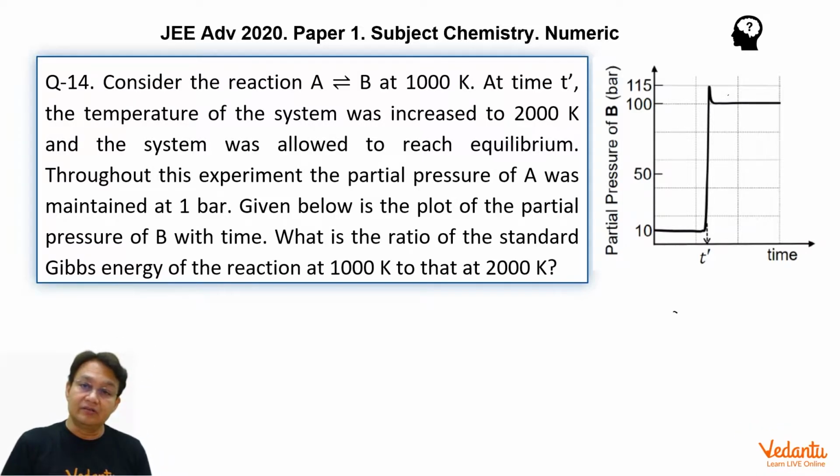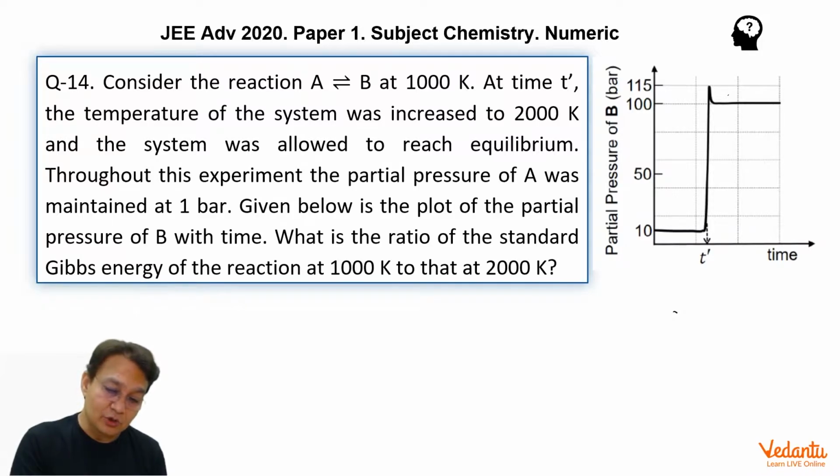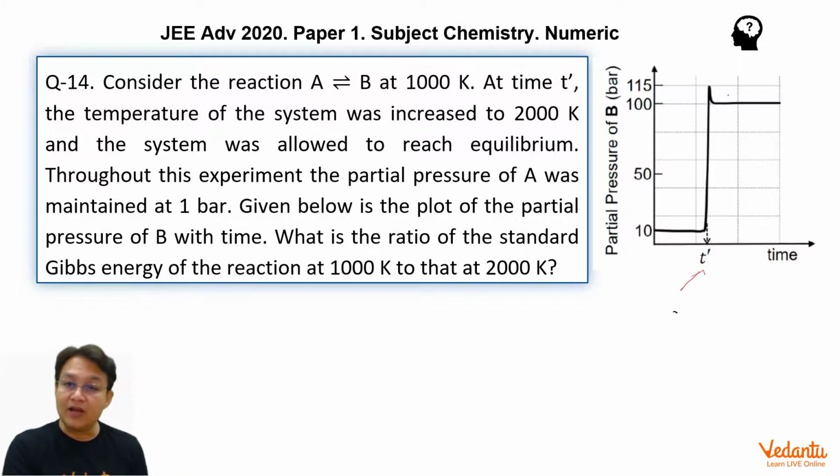Consider a reaction A in equilibrium with B at 1000 Kelvin. At time t, the temperature of the system was increased from 1000 Kelvin to 2000 Kelvin, and the system was allowed to reach equilibrium. Throughout this experiment, the partial pressure of A was maintained. That's very strange how to maintain this, but anyhow, it was maintained at 1 bar, and given below is the plot of partial pressure of B with time, showing how the pressure of B is changing with time. What is the ratio of standard Gibbs energy of the reaction at 1000 Kelvin to that at 2000 Kelvin?